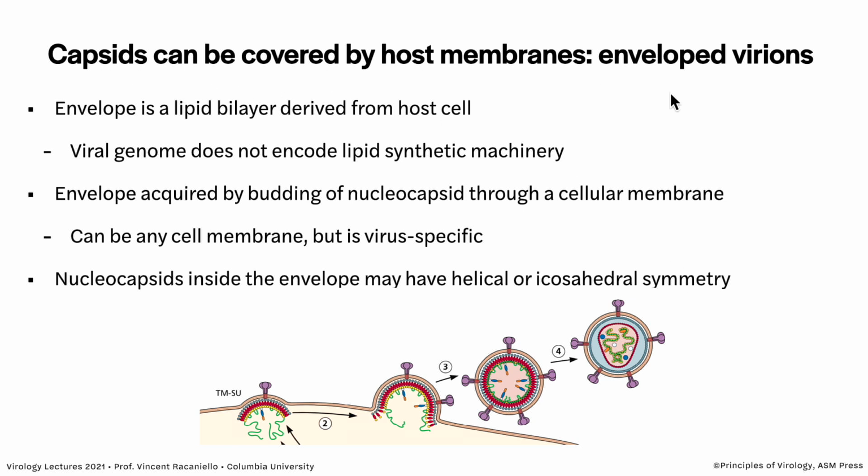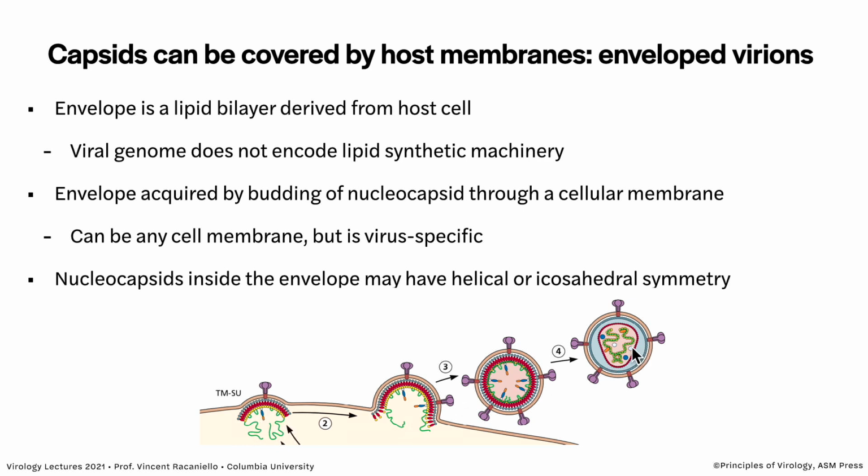Capsids can be covered by membranes, right? Either helical or icosahedral can have a membrane around it. We call these envelope virus particles. And the envelope, of course, is derived from the host cell because viral genomes do not encode lipid synthetic machinery. These envelopes are acquired by budding through a cellular membrane. And here we show budding at the plasma membrane. We see a capsid being assembled and budding out.